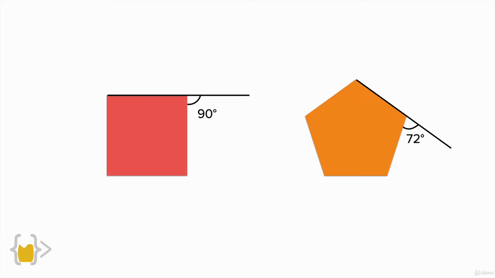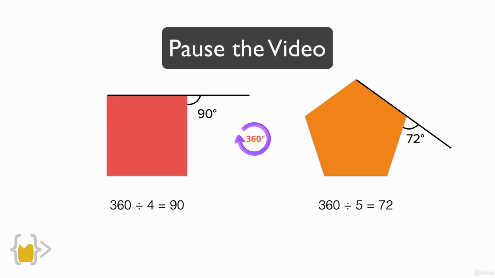So what's the actual relationship? How can we work this out? Well, we know that to turn a full circle, it's 360 degrees. So the way you work out the angle of each of these shapes is by dividing 360 by the number of sides. So 360 divided by 5 is 72. So each of the corners is 72 degrees. Using this knowledge and what you've learned about Turtle, go ahead and see if you can complete this challenge. Pause the video now and give it a go.